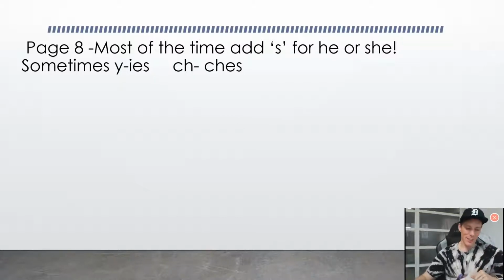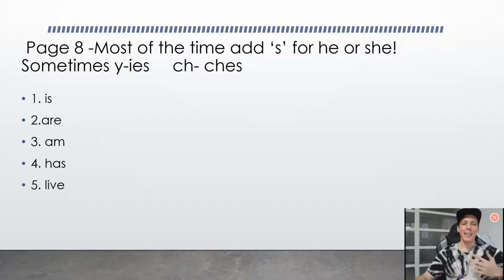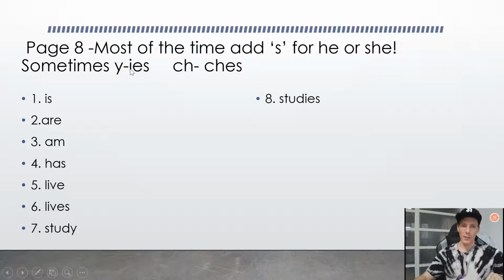So let's go through the first one. So it says Monica, and then we have B, which is irregular. It is easy, right? The answer's there. Next one, we are. Number 3, I am. Number 4, Monica has. Remember, other person has. Next one, I live. Monica lives. I study. Monica studies. Remember, study ends in Y. So I-E-S. So you need to make sure it's right.